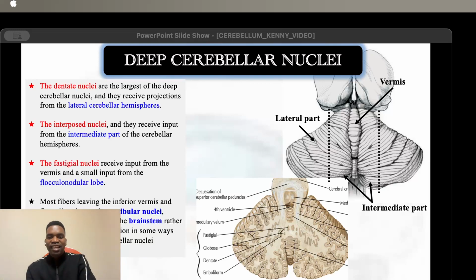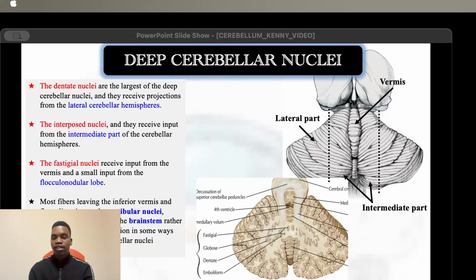So this is to say, if the function of the lateral part was coordination and motor plans, we mean that the function of the dentate nucleus will also be the same.